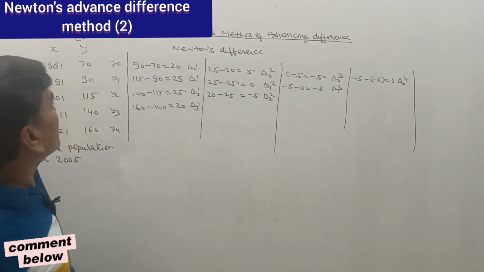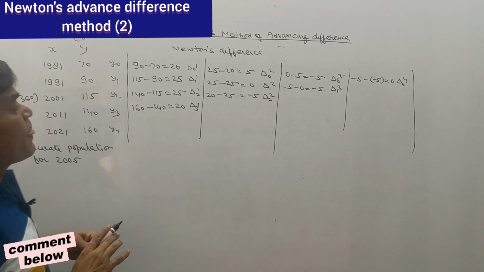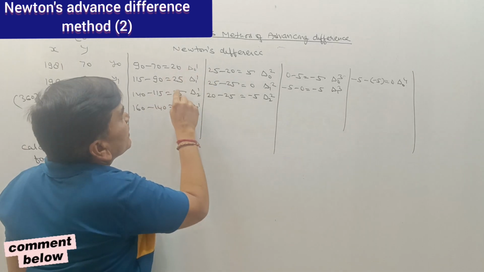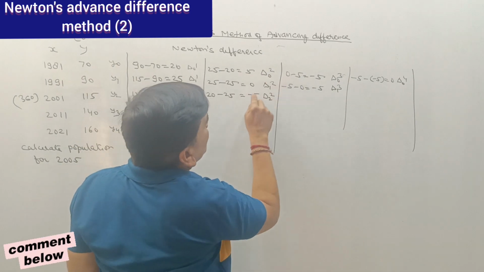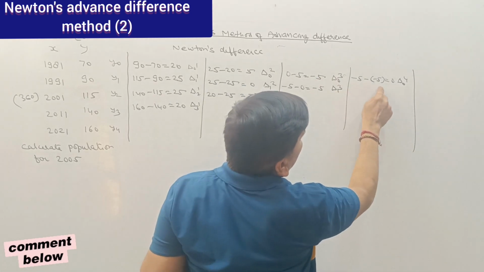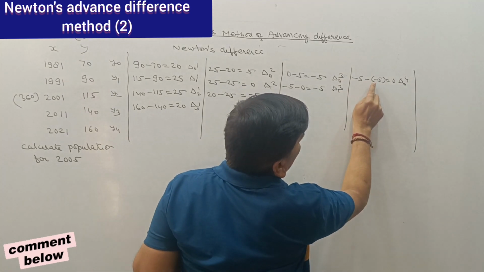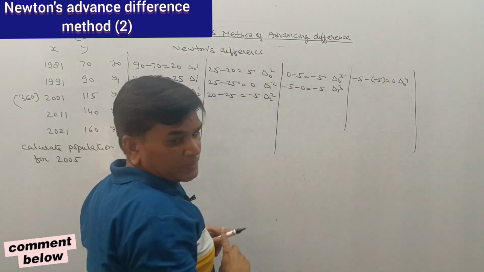So first we calculated the differences: 90 minus 70 is the first one. Then 25 minus 20, 25 minus 25, 20 minus 25. Then 0 minus 5 and minus 5 minus 0. Then minus 5 minus 5, minus minus converted to plus. So this is minus 5, this is plus 5, so we get 0.